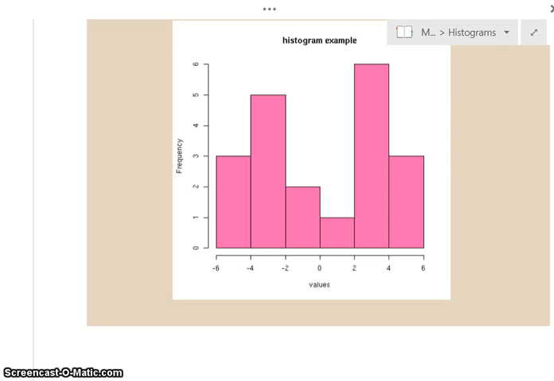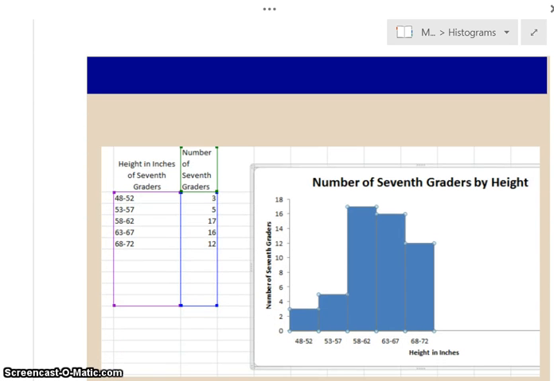So here's an example of a histogram. This one's not as ideal as the last one we saw, so we'll go over some more ideal ones that you would use. Here's a number of 7th graders by height. See if you can figure out how many numbers are in each of the intervals. These are called intervals. See if you can figure out how many numbers are in each of those intervals.